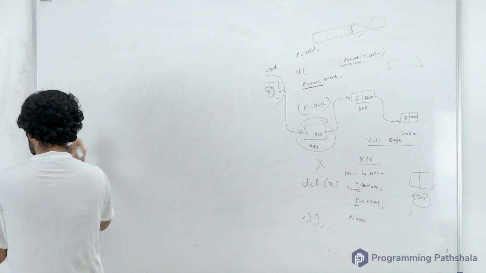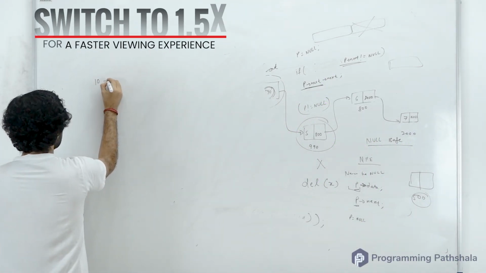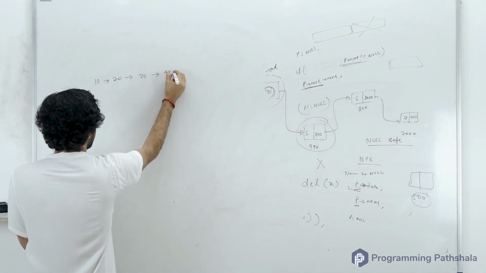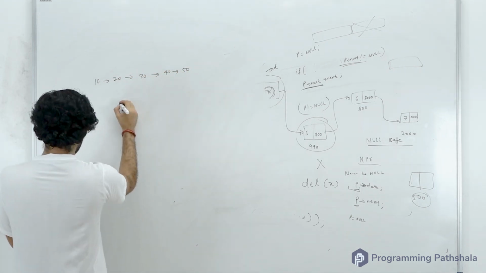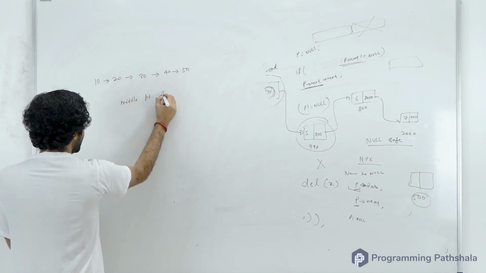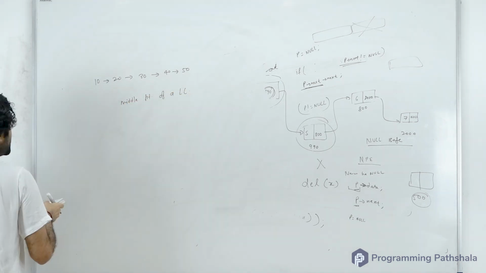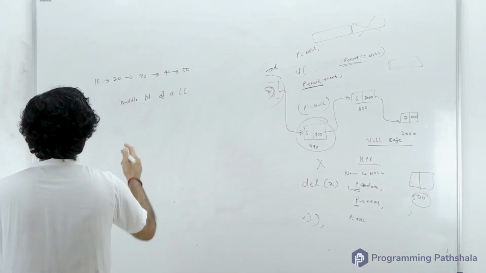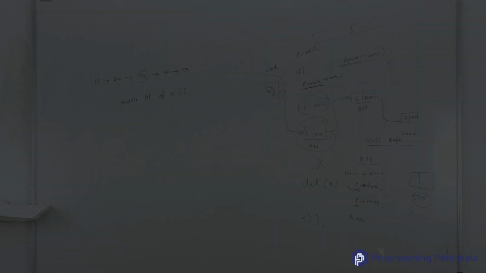So the question says, let's say there is a linked list 10, 20, 30, 40, 50, and I want to find the middle point of the linked list. Which node is the middle point over here? That is 30. So I want to return this 30. How will you solve this question?